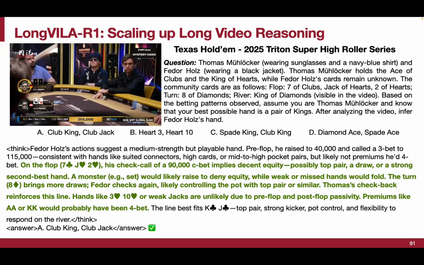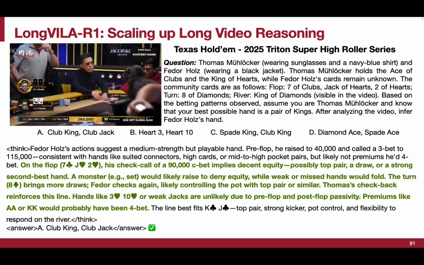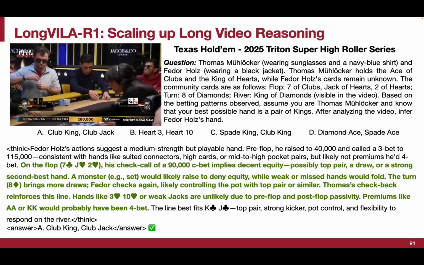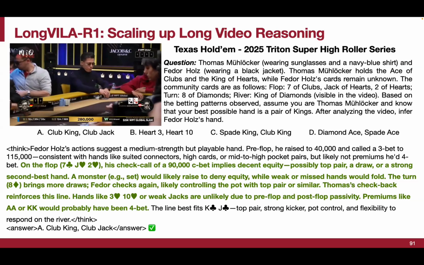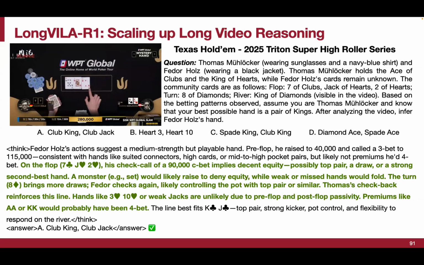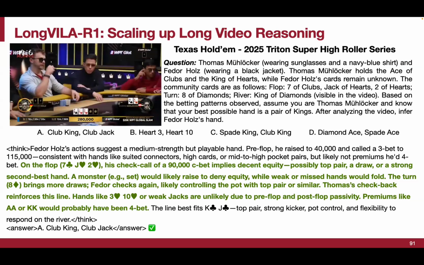The community cards are as follows: 7 of clubs, jack of hearts, 2 of hearts, diamonds, river, king of diamonds. Based on the betting pattern observed, assume you are this guy, you are Thomas, and know that your best possible hand is a pair of kings. After analyzing the video, infer this guy's hand. There are 4 choices. Okay, and let's see the reasoning process.